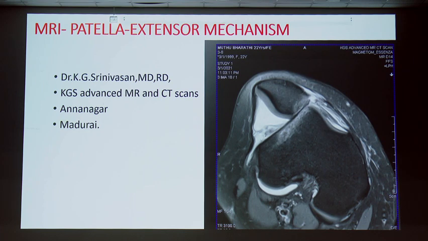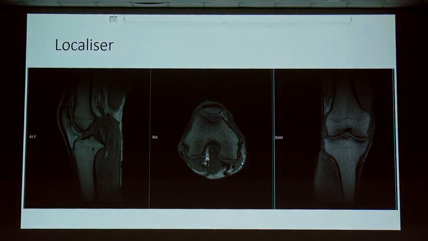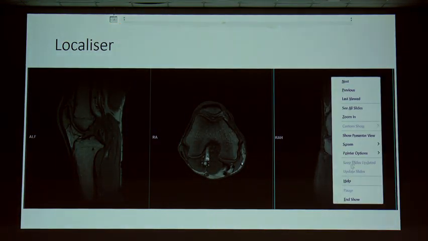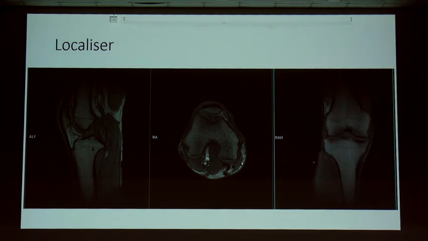Whenever the consultant asks for patella, there are a few things the orthopaedic surgeon will expect from us. And what are the things they are expecting from us, I will try to explain. First, try to put the localizer. Localizer should be sagittal, axial and coronal.